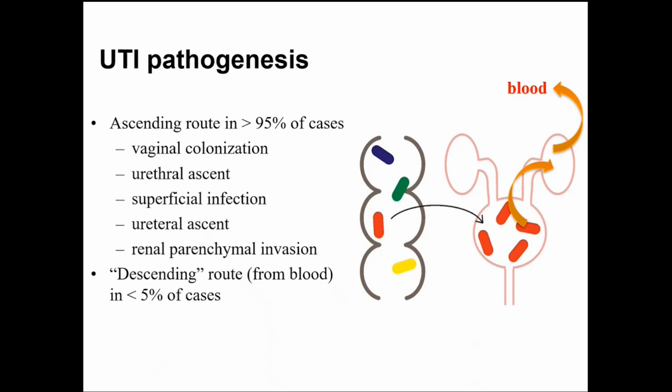There's also something referred to as the descending route, and this is basically seeding of the kidneys from the bloodstream and bacteria appearing in the urine from that source. That's certainly a minority of cases.